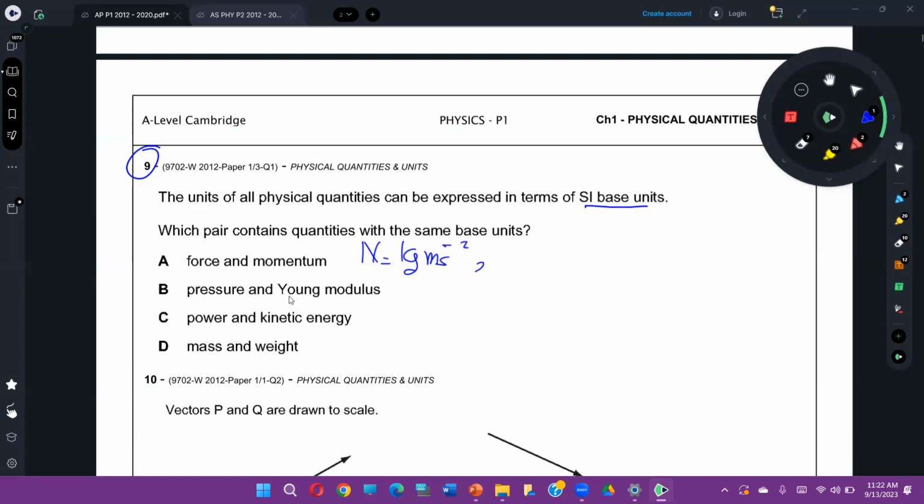What is the formula for momentum? Mass into velocity. So do mass into velocity. kg m s⁻², minus 2 or minus 1?